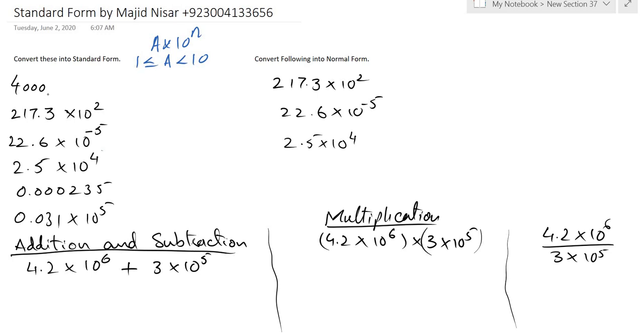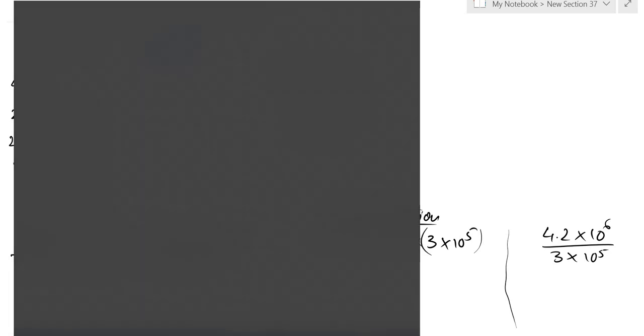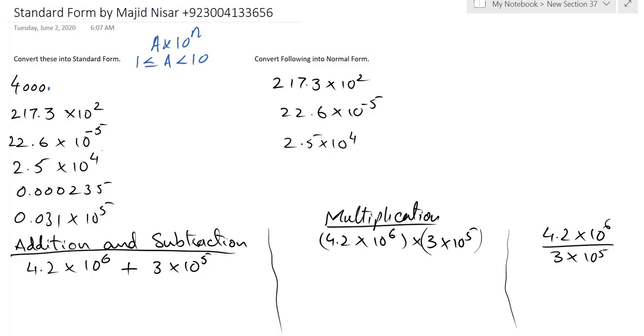So 4000, we have to write this into standard form. When the point is not mentioned, it is understood that the point is at the end. So what do we have to do in standard form? We have to put the point after the first non-zero digit. The non-zero digit is 4, so we put the point after 4 and write 4.0. Now the point is moving 1, 2, 3 digits left, so we have to write 10 raised to power 3.